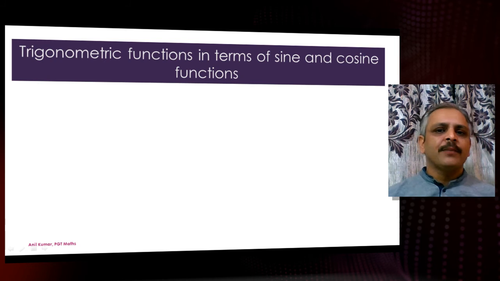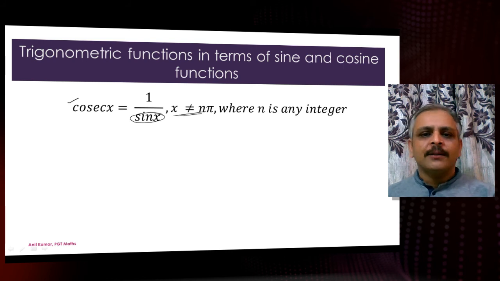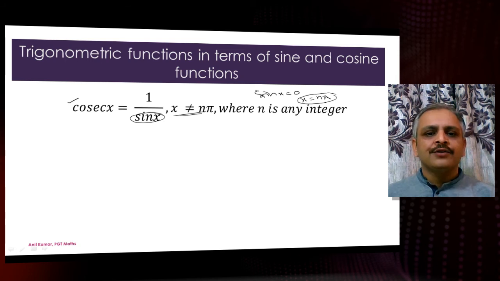So now let's discuss trigonometric functions in terms of sine and cosine functions. First of all, let's discuss cosecant x. Cosecant x, as you know dear student, is the reciprocal of sin x, 1 by sin x, and it will exist when x is not a multiple of pi, because at a multiple of pi sine will become 0. Sin x will be 0 when x is a multiple of pi. So we will remove all the angles where sin x will be 0, because if it becomes 0, it will lead to infinity. So cosecant x will not exist.